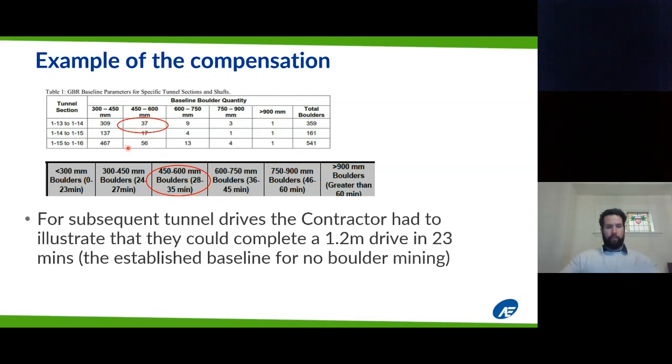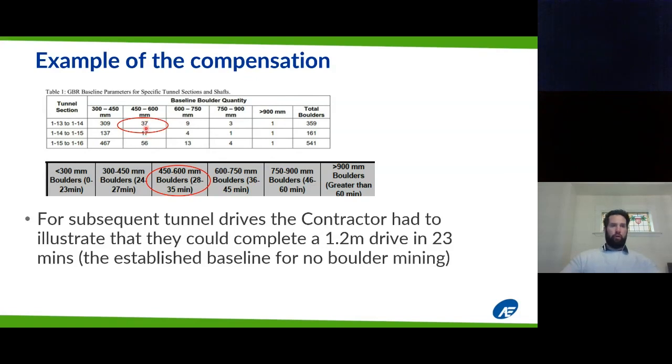The GBR said for the tunnel drive between 113 and 114, for the length of the drive, the contractor can expect to hit 37 boulders in the size range of 450 to 600 mil. And through our analysis, we changed that 450 to 600 mil boulder category to minutes. The minutes that we said was 28 to 35 minutes. So every time there was a push time for a segment liner between 28 and 35 minutes, we equated that to the contractor hitting a boulder between 450 and 600 mil.